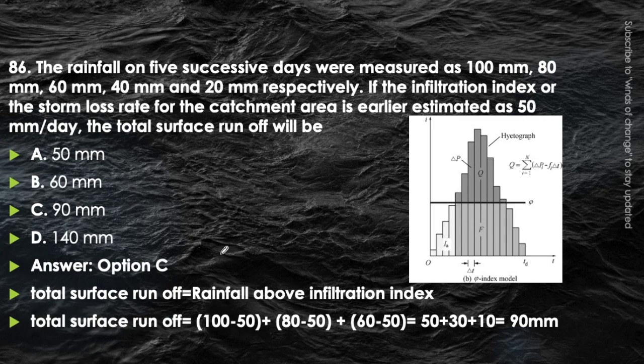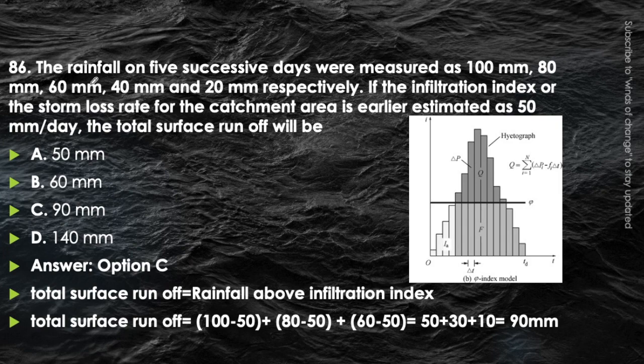In this question, the total surface runoff which has to be determined is the rainfall above the infiltration index. Let's say this value is the phi index or W index. Since there is no base flow, we can say it is the phi index or W index. The runoff will be above this phi index. Below this, there will be only infiltration. Now, in the first case, it is 100 mm. Since 100 mm is more than 50 mm, that is the infiltration, 100 minus 50, that is 50 mm, will contribute to the runoff. In the next case, 80 minus 50, that is 30 mm, will contribute to the runoff.